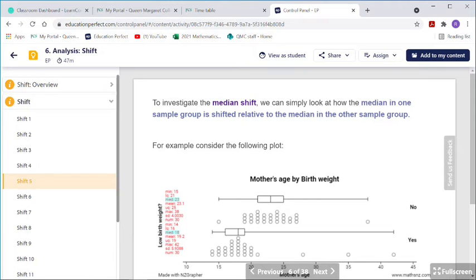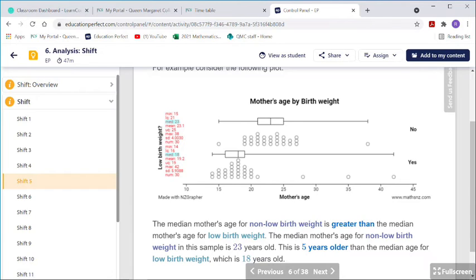If the medians are not exactly the same, then that means they're either shifted to the right or shifted to the left. So we can compare, looking to see how the median of one sample group is shifted relative to the median of the other sample group. So if you look at these two samples, first of all, remember that the median is the line inside the box, not in the middle. That's a bad definition, but in the box. And you'll notice that for those that did not smoke, the median is higher, right?